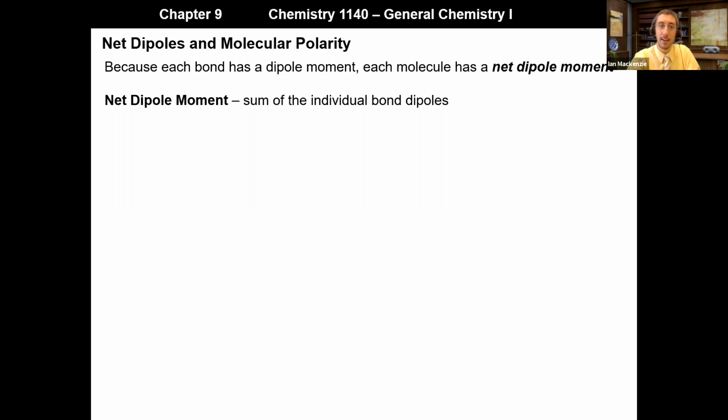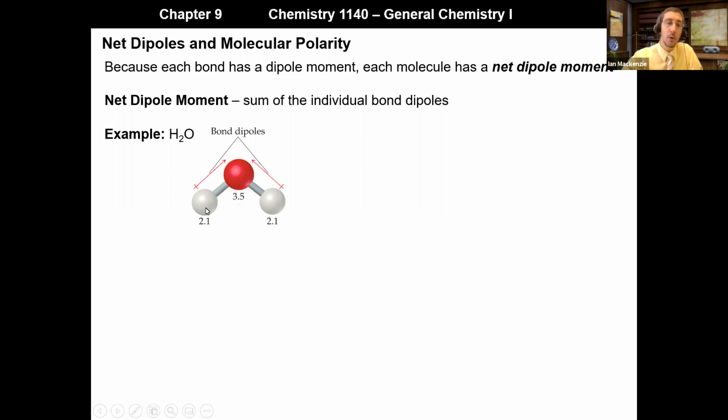So what does this look like exactly? Let's take water as an example. In water, the individual OH bond dipoles point towards oxygen as the more electronegative atom. And so we can see them drawn here. The net dipole moment, however, is the sum of those two. If you're familiar with vectors, dipoles sum in the same way. If you're not, just follow me and we'll explain how you add these together. But the net dipole moment is simply the addition of the two individual bond dipoles.